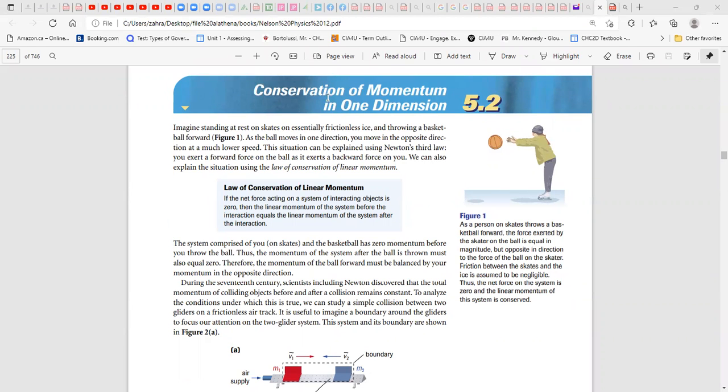5.2 Conservation of momentum in one dimension. Like the conservation of energy, where energy is neither created nor lost, just turned from one form to another, it is the same thing. If the net force acting on a system of interacting objects is zero, then the linear momentum of the system before the interaction equals the linear momentum of the system after the interaction.